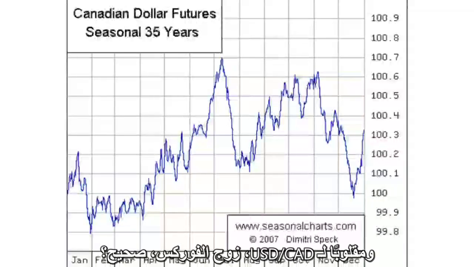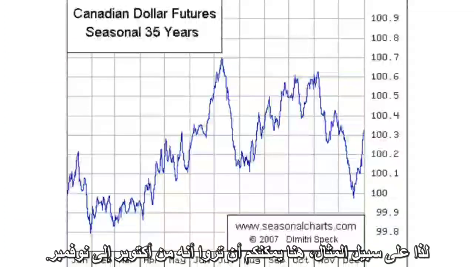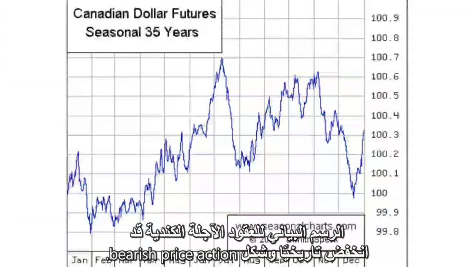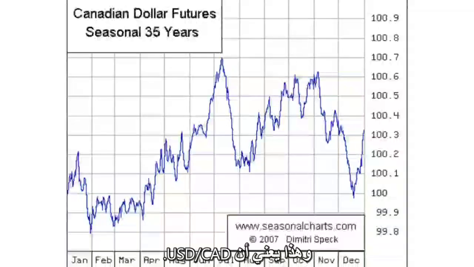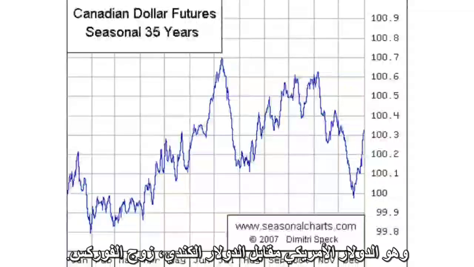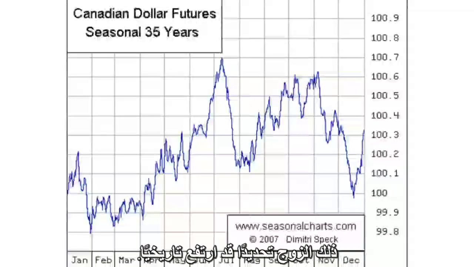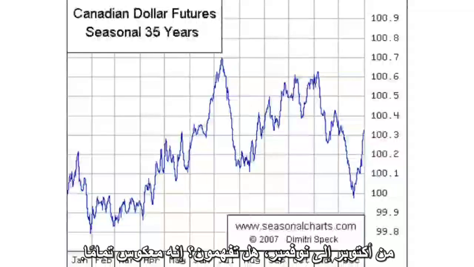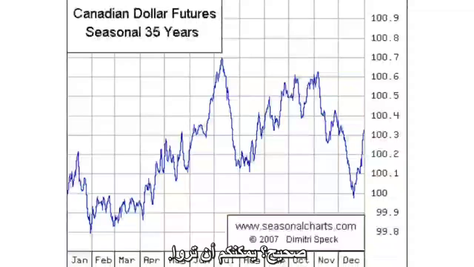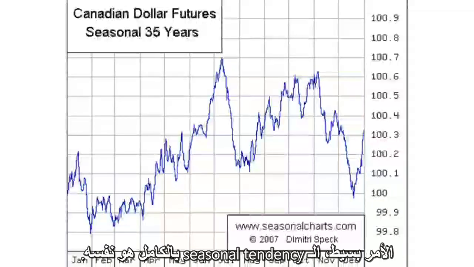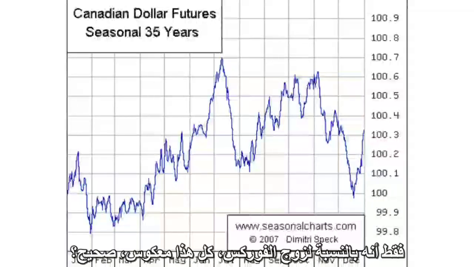So for example, right here you can see that from October to November, the Canadian futures chart has historically gone lower and formed bearish price action. Then that means that USD CAD, which is the US dollar against the Canadian dollar forex pair, has historically gone higher from October to November. Do you get it? It's completely inverted, right? It's simple. The whole seasonal tendency is the same. It's just that for the forex pair, all of this is inverted, right?